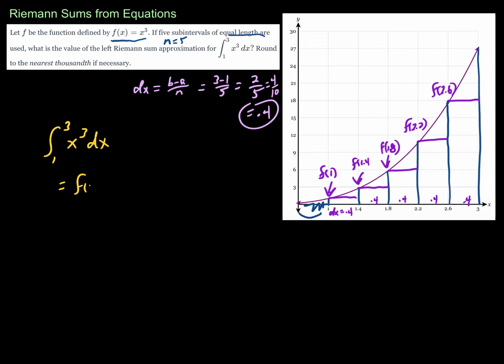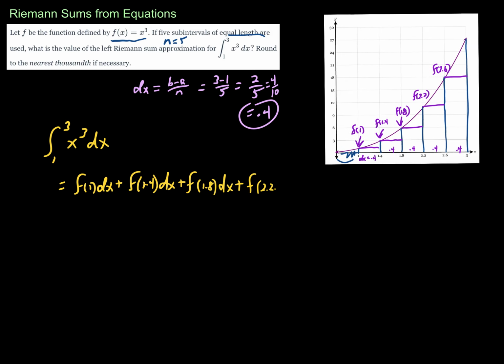We have f of 1 times dx plus f of 1.4 times dx plus f of 1.8 times dx plus f of 2.2 times dx. And then we have our last one, f of 2.6 times dx. Now you're also going to see this written another way, because if you notice, they all have a common factor, right? They all have the dx. So you could do this also. You could just find the values.